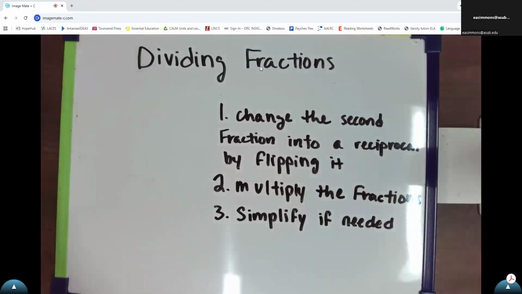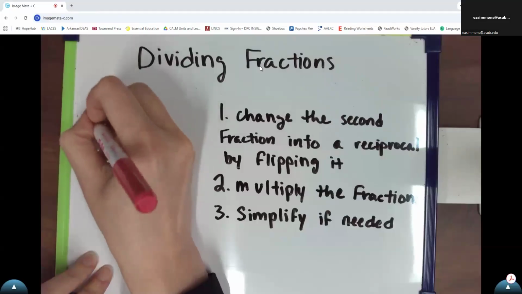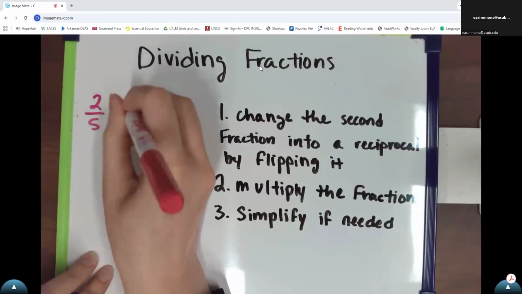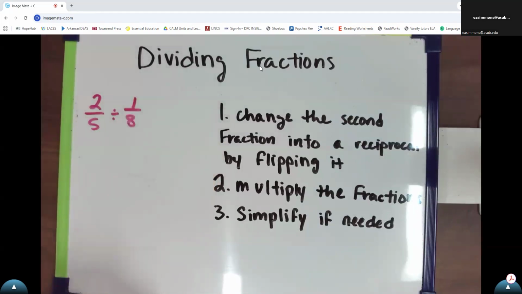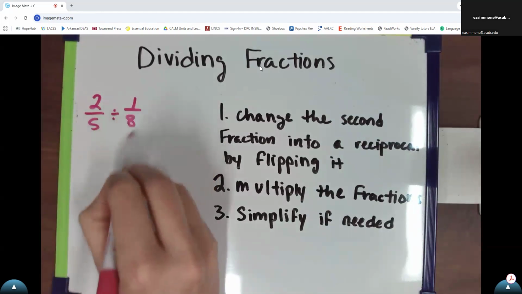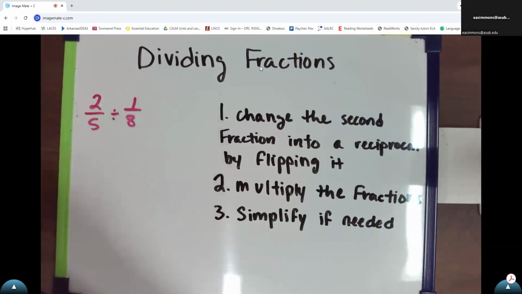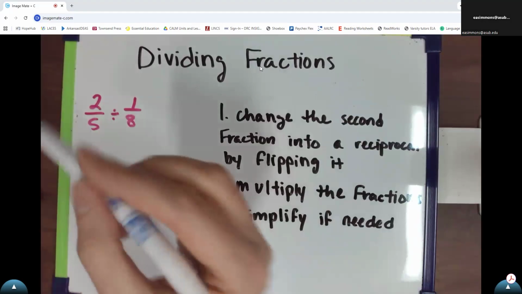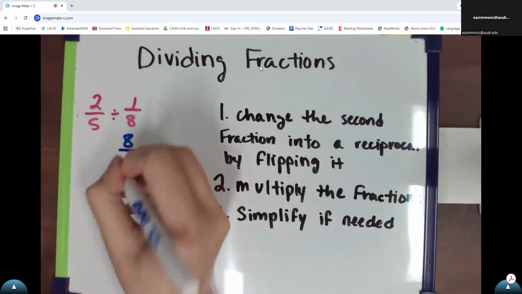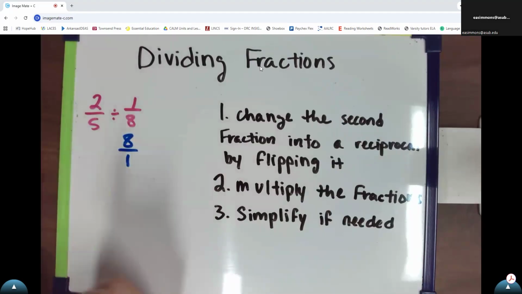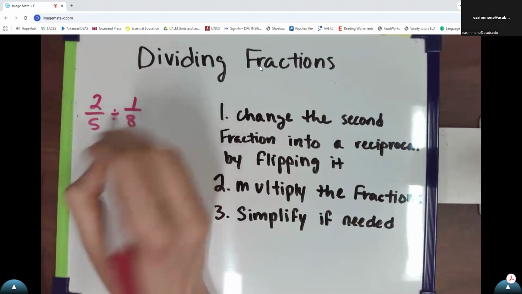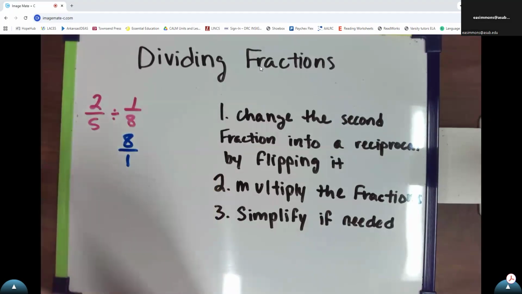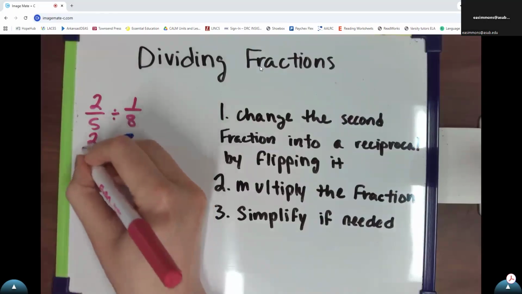All right, and I have 2 examples of these for y'all. We'll start with 2/5 divided by 1/8. Our first step here, we're going to get our reciprocal for our 1/8. So 1/8 is going to turn into 8 over 1. And when we get our reciprocal, we're going to rewrite our division as a multiplication sign, because what we're going to do is multiply.